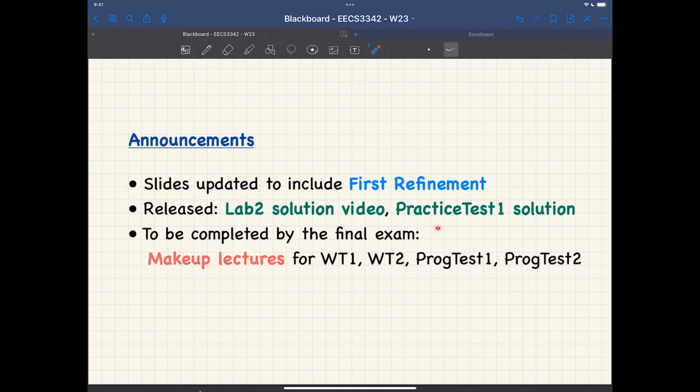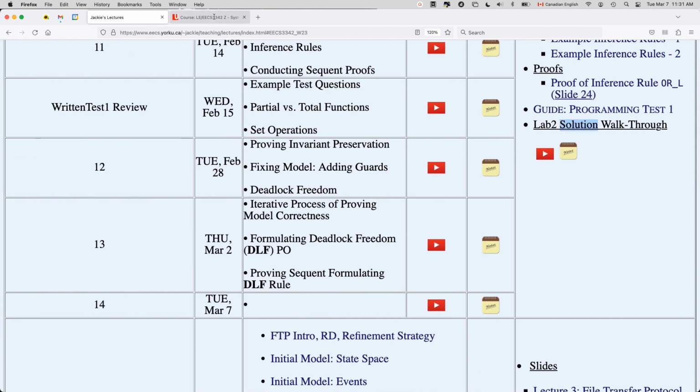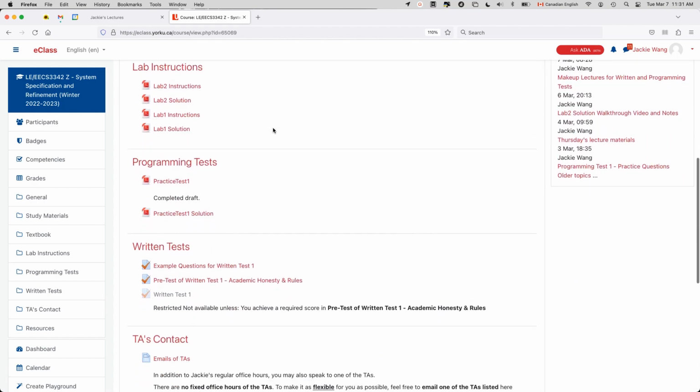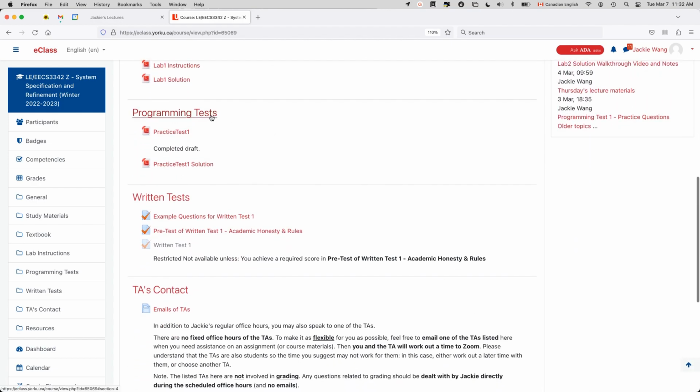And for your practice number 1 solution, if you go to the E-class, under programming tests you will see a solution PDF as usual. If you haven't really tried to look into the informal document for practice test 2 and formulate it in Rodin, I would suggest you do that first before you look at the solution. That's what you will have to do on Thursday during the lab test, right? It will be a very nice practice for you.